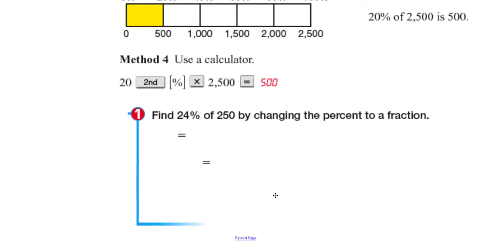So let's find 24% of 250 by changing the percent into a fraction. So we want to change this into a fraction. 24% is the same as 24 over 100. In simplest form, it's 6 over 25.